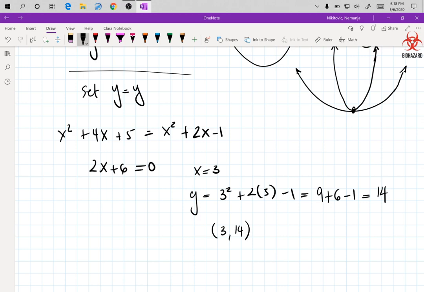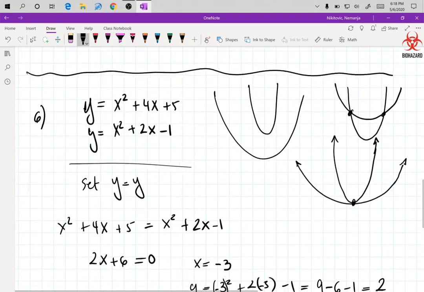Nope. No one caught the mistake. That's a negative 3. You guys are not paying attention. So that's 9 minus 6 minus 1. And that's 9 minus 6 is 3, minus 1 is 2. Yeah, good.